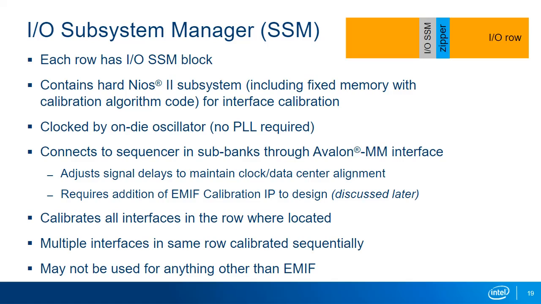A faster NEOS 2 processor and a more efficient calibration algorithm in these special blocks minimizes or eliminates the additional time required to calibrate multiple interfaces in sequence. The IOSSM block is a dedicated resource specifically for use with memory interfaces and may not be used for anything else in the design. For details about the calibration sequencer, calibration stages, and each stage's calibration algorithm, see the Intel Agilex EMIF IP user guide.